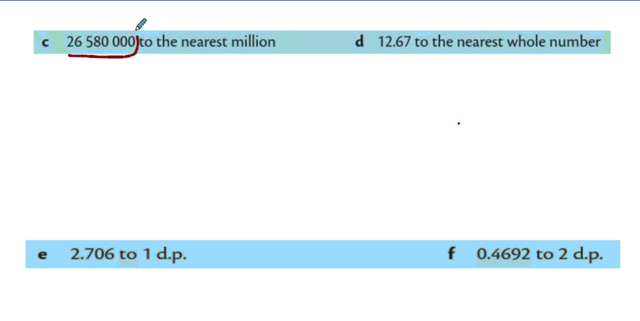this number here, and you want to round this number to the nearest million. Okay, this concept of million I've not explained to you, so let us try to do it together. This is 26,580,123. Now we have to round this to the nearest million.